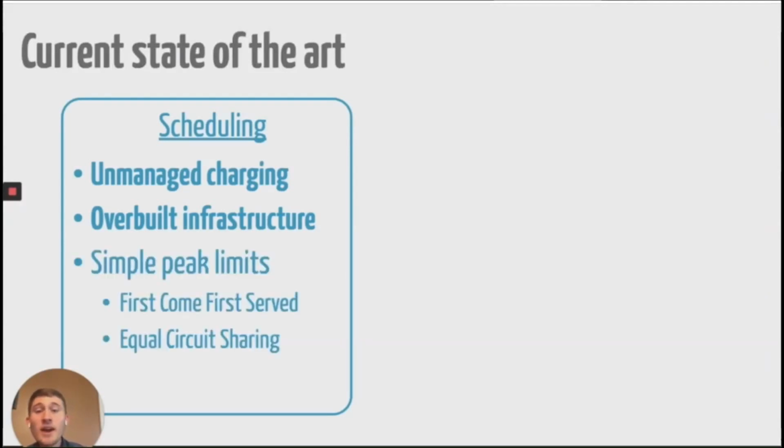Now, there have been some efforts in industry to mitigate this through simple peak limits. I might set a limit on the maximum power draw I'm going to let my EV charging system have, and I might use simple scheduling algorithms like first come, first serve, or equal circuit sharing in order to meet those limits. More on the residential side, we also look at delayed charging, where someone might program their EV to not start charging until a low cost period.